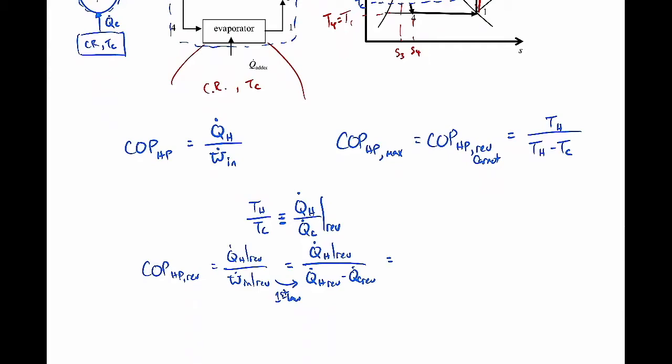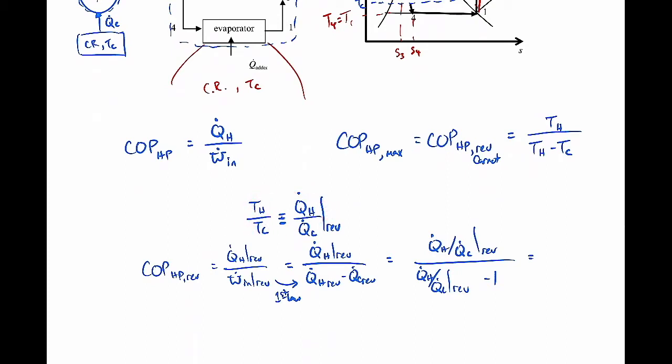And then now let me just divide everything through by Q dot C reversible. So that's just dividing everything through by Q dot C. Well, now you see we've got this ratio of Q dot H over Q dot C reversible, but we can substitute in our definition for our absolute temperature scale.